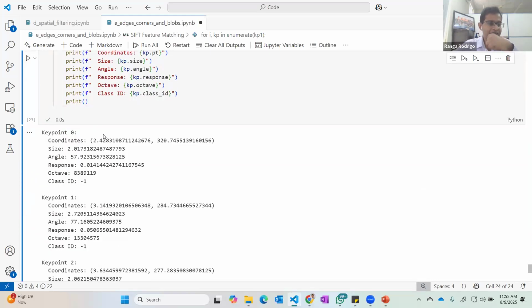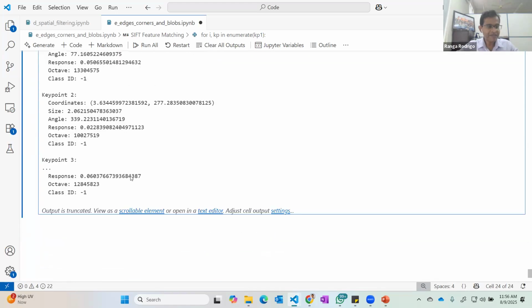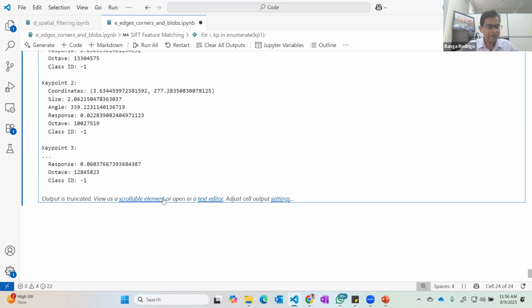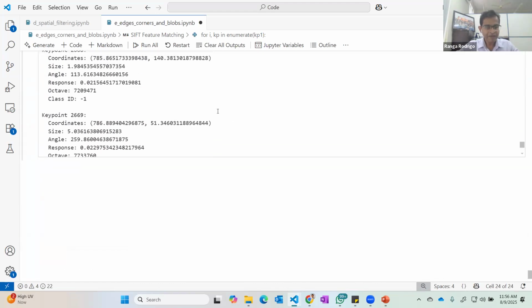So you can see keypoint 0 coordinates are there. These coordinates are subpixel accurate coordinates, not like pixel 320, but 320.4 or whatever, because they have some function in the SIFT paper for how to get these subpixel accurate values. And the size, that's the sigma, right? And the angle, the orientation, is there. All other things are also there. So many of them will be there.